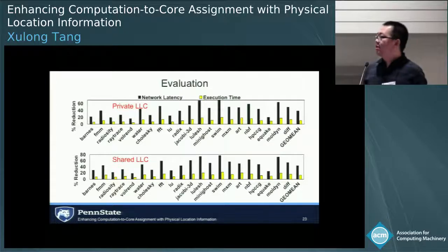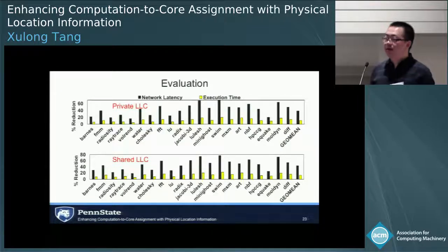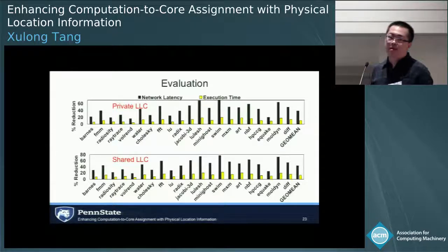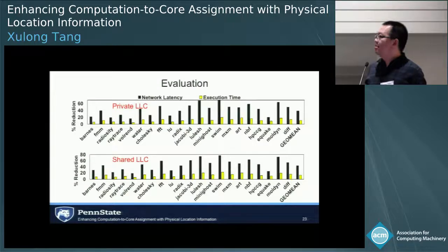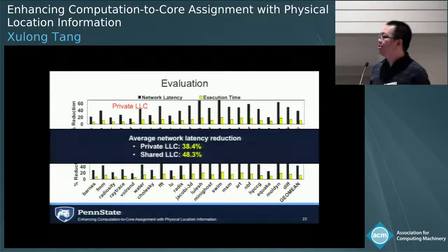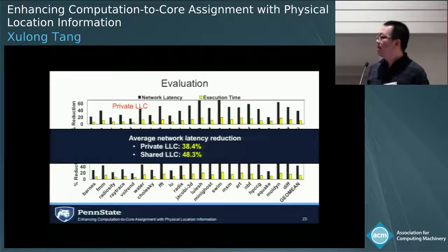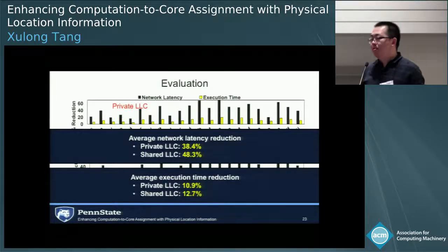The top part is for the private last level cache configuration, and the bottom part is for the shared last level cache configuration. The black bar represents the reduction in network latency, and the yellow bar represents the reduction in execution time, basically the performance improvement. As one can observe, across all the applications, we're able to reduce the network latency by 38.5% in the private LLC system and 48.3% in the shared LLC system. And this translates to performance improvements of 10.9% in the private LLC system and 12.7% in the shared LLC system.